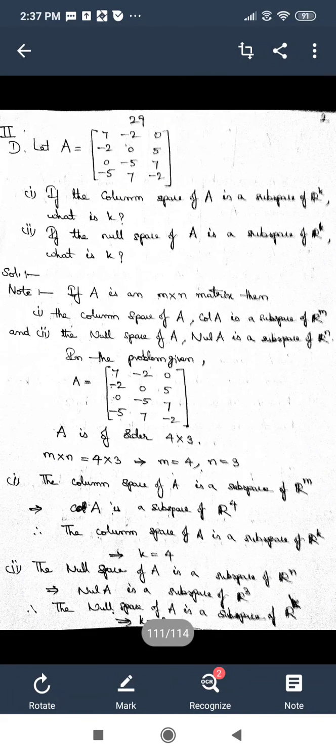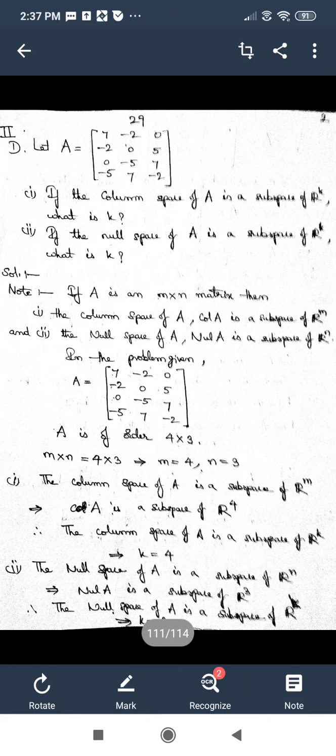Let us go through the note point once again. If A is an m by n matrix, then the first point of the note says that the column space of the matrix A, denoted by column A, is a subspace of Rm, where m denotes the number of rows of the given matrix. Similarly, the null space of A, that is null A, is a subspace of Rn, where n denotes the number of columns of the matrix A.